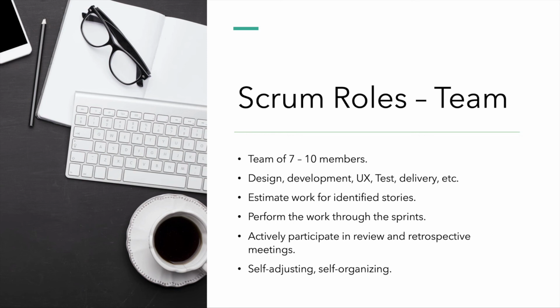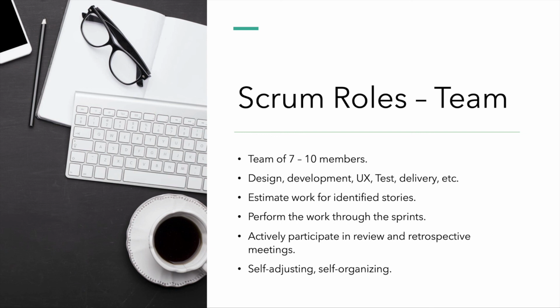The main task that the team does is estimating work for the identified stories. Sometimes the team also has to come up with stories for a given work item, as well as estimate it. The team is also focused on performing the work that has been agreed upon at the beginning of the sprint, and to finish it in time, and also let the Scrum Master know about any blockers they have on a regular basis and get them removed.